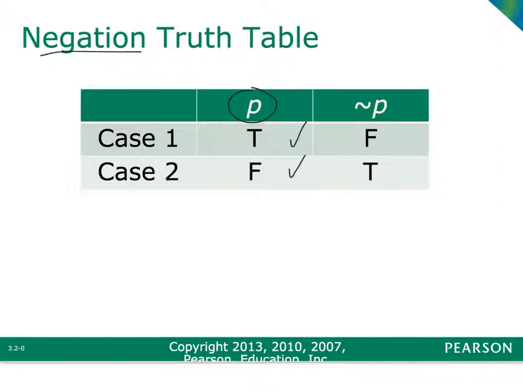When you're doing a truth table, sometimes the statement will be negated. And when you do a negation, all you have to do is, in the truth column, change all true answers to false answers and change all false answers to true answers. And you'll have represented the negation of the statement.